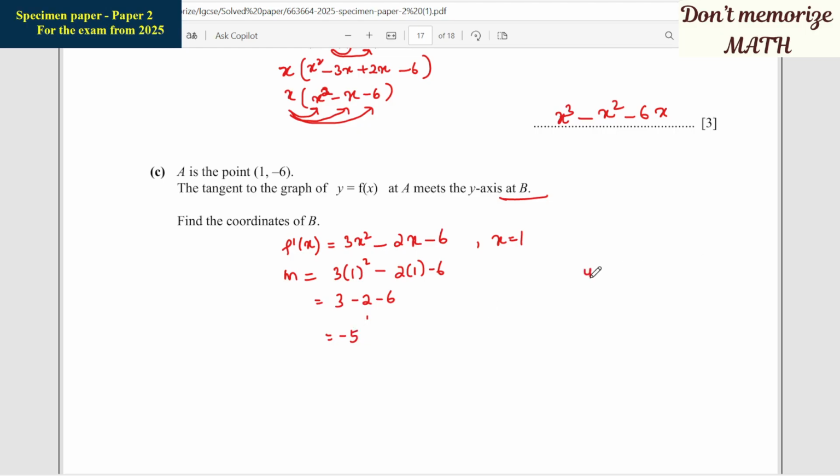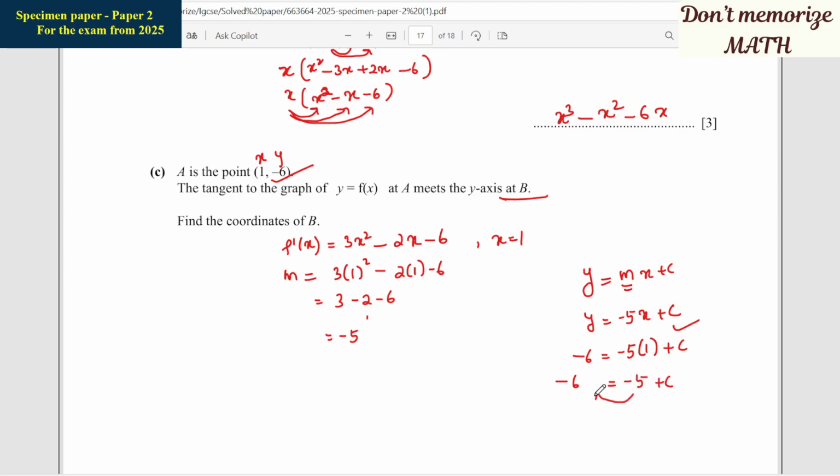So the equation of the straight line, or the tangent line, is y is equal to mx plus c. Okay, we got the m value. So y is equal to minus 5x plus c. Now we have to find the value of c. This tangent line is passing through 1 comma minus 6, so x coordinate is 1, y coordinate is minus 6. We'll substitute here. Minus 6 equal to minus 5 times 1 plus c. So minus 6 equal to minus 5 plus c.